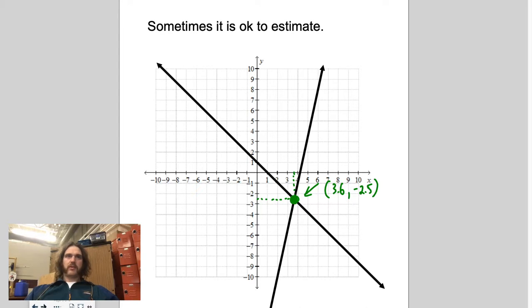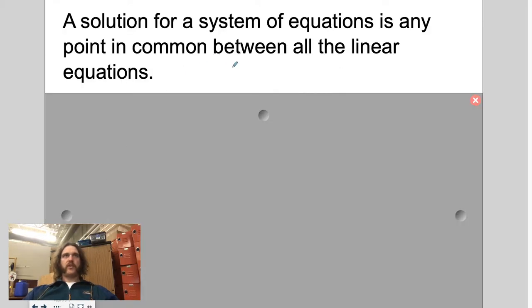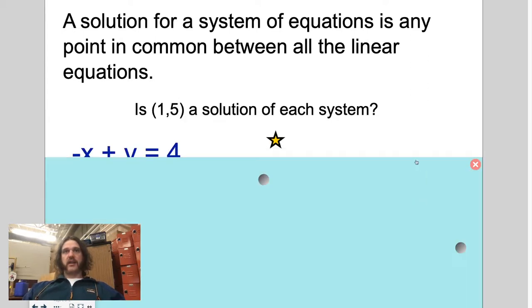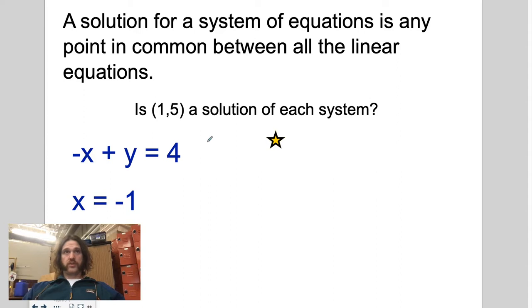Okay, and the last comment that I want to make, and we kind of went over this before: a solution of a system of equations is any point in common between all linear equations present. You can have more than 2 equations, but you won't see any in this class. And there's a way to algebraically check your answer, to see if your solution is correct.